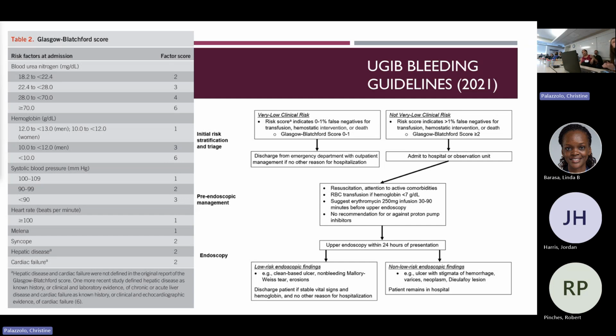If you look at the right, this is a little algorithm that the upper GI guidelines talk about. Most patients that you're going to see are patients where you're not really making the decision of them going home, as the ED would. So mostly you're going to be on the right-hand side: resuscitation first, erythromycin like we talked about. Once again, no recommendation for or against the PPIs, but I feel like we always do it anyway, and I don't think I'll change that in my practice. Then they usually say upper endoscopy within 24 hours. Obviously, if a patient's stable and it's over the weekend, we don't always fall in line with that, but that would be the ideal scenario.